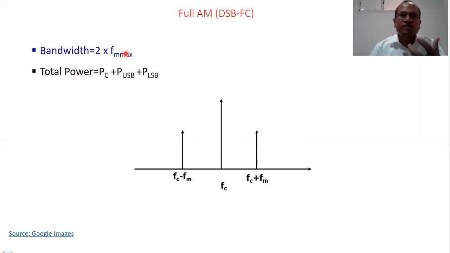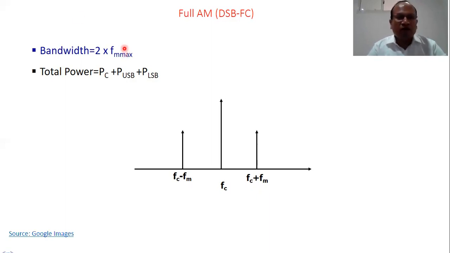What is the total power required to transmit the signal when we talk about DSB-FC? We are discussing SSB in this lecture, but why are we discussing DSB-FC again? The reason is, when we discuss the advantages of SSB, we will compare with respect to DSB-FC, and therefore we are just getting the spectrum of DSB, especially in terms of bandwidth and total power, introduced with the complete AM signal.